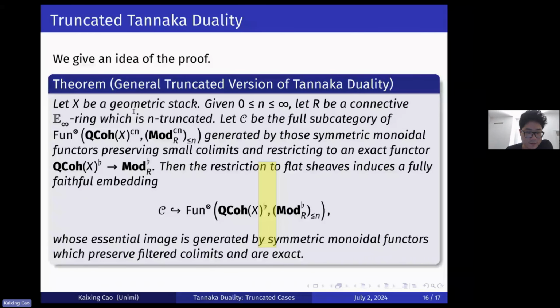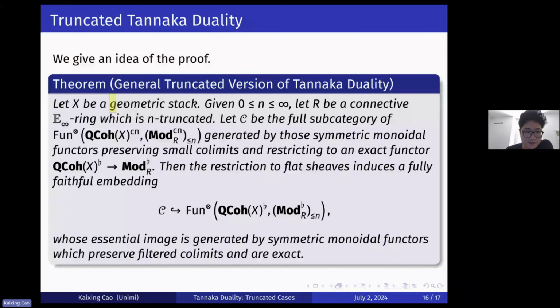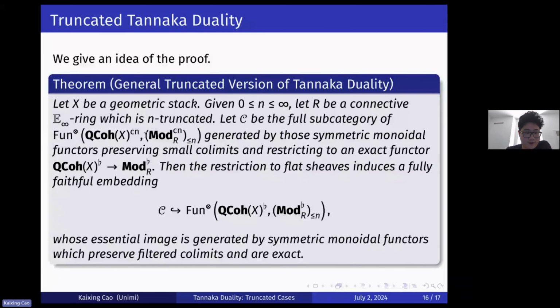Firstly, because the definition of the geometric stack shows we can find a faithfully flat map from the affine space to X. We first treat the affine case, so we assume X is affine. And what we want to prove is that restricting from the connected part of the functor category to the flat part will give an equivalence.